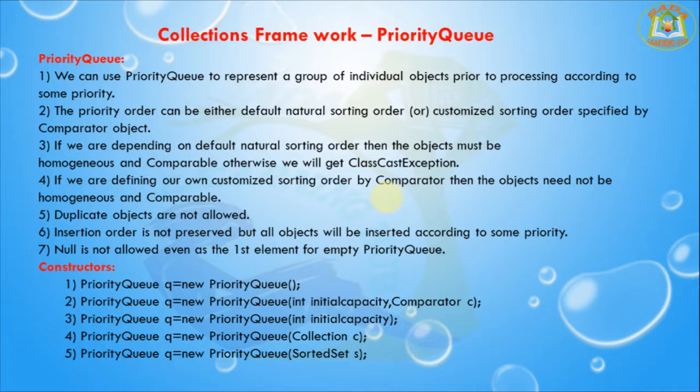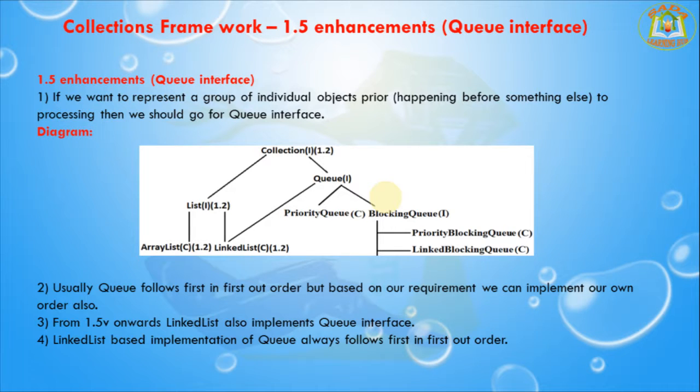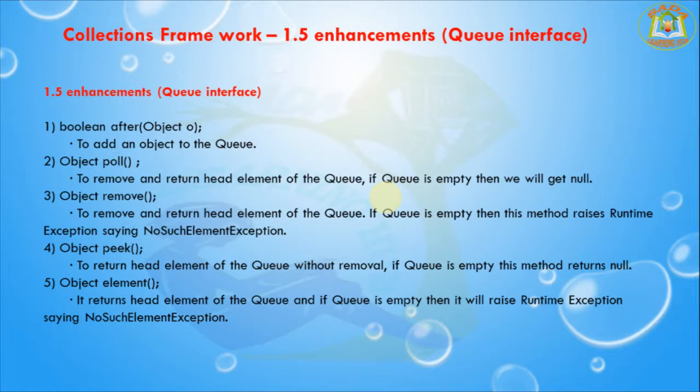This is regarding the Queue interface. Finally, Queue is an interface. PriorityQueue is an implementation class of Queue. It follows the first in, first out methodology.